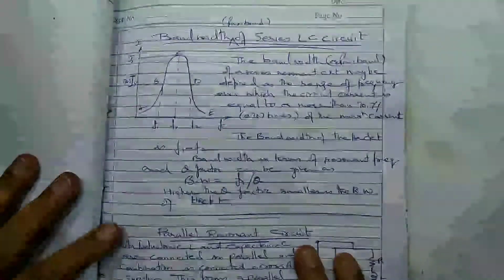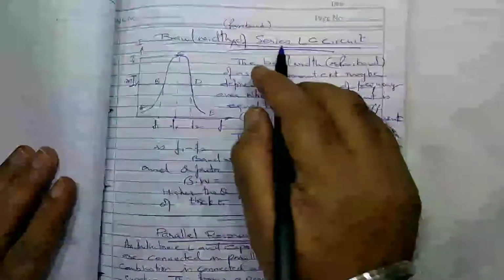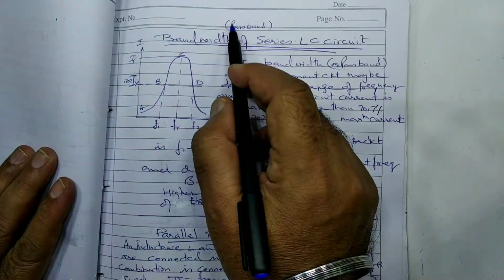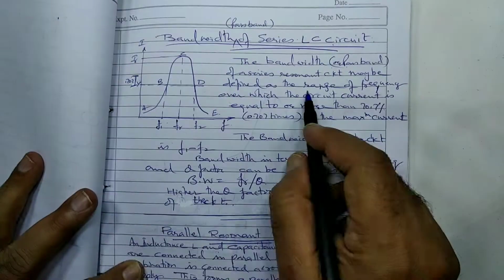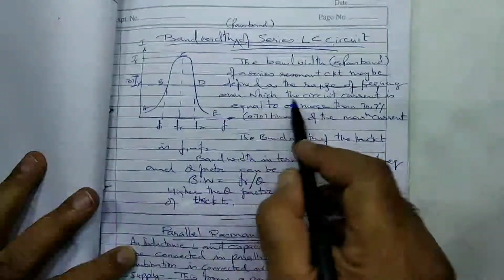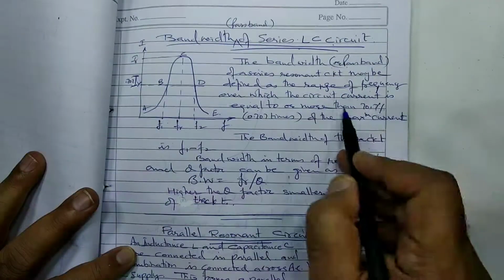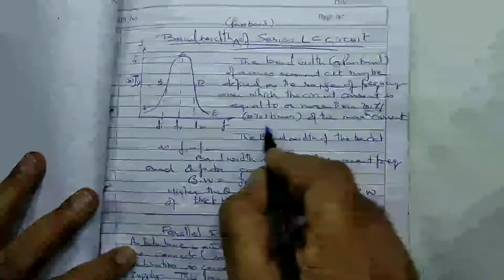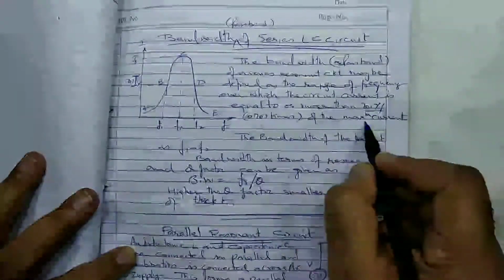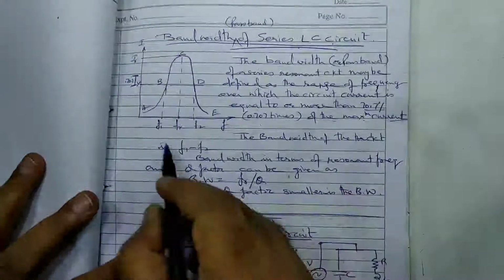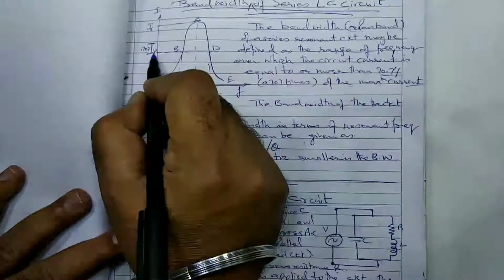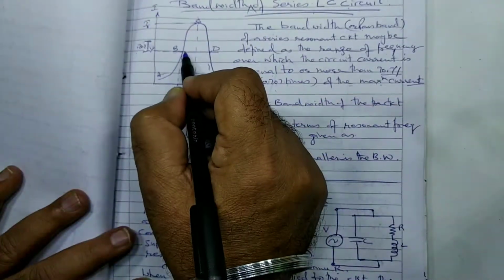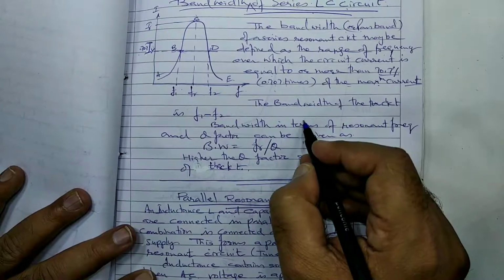Now, bandwidth of series LC circuit. The bandwidth or the pass band of series resonant circuit may be defined as the range of frequencies over which the circuit current is equal to or more than 70.7% or 0.707 times of the maximum current. Here, this is the maximum current. This is 0.707 of the maximum current. So this is called the bandwidth of the circuit.